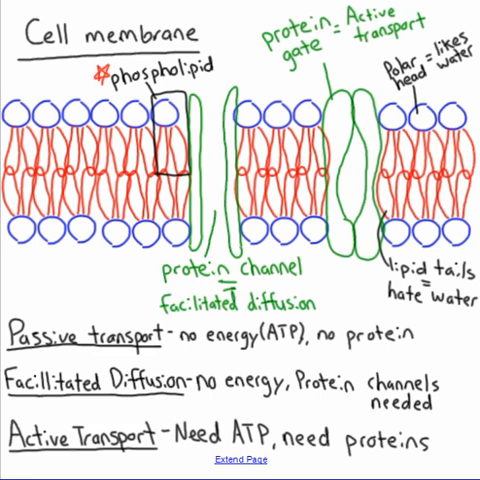So an example of this would be something like oxygen gas. Oxygen diffuses across the cell membrane because it's a really, really tiny molecule and it's able just to go across the phospholipid bilayer. No energy, no proteins for passive transport.